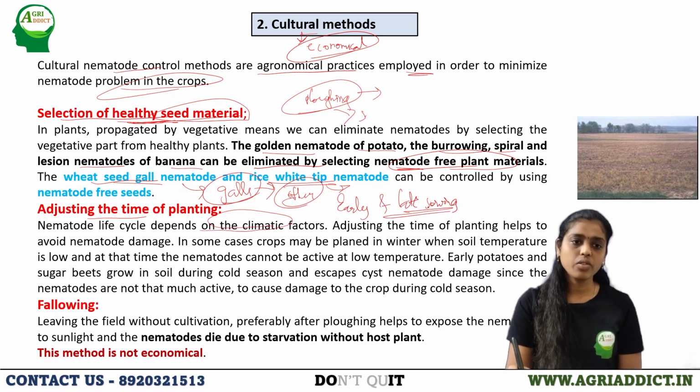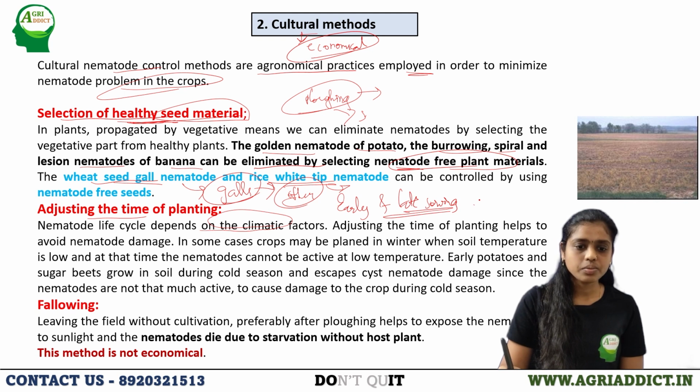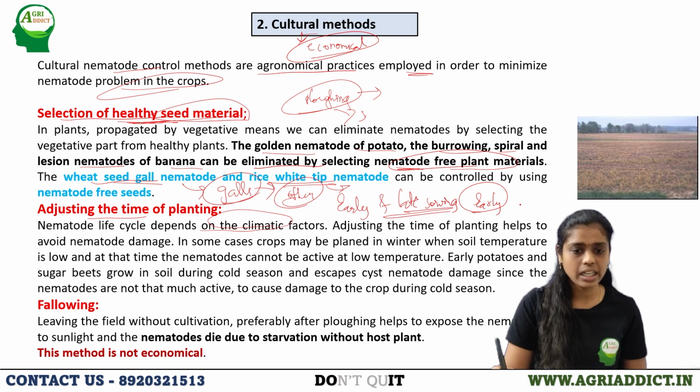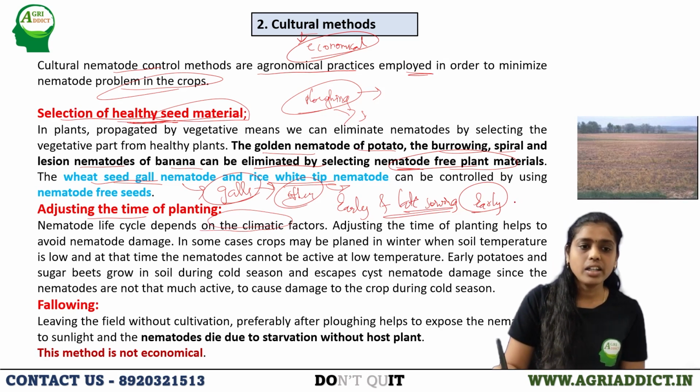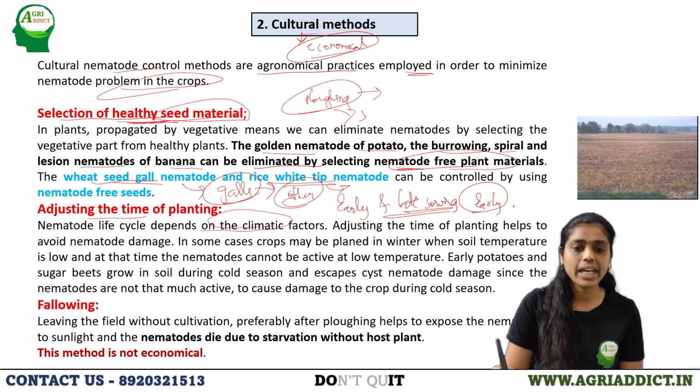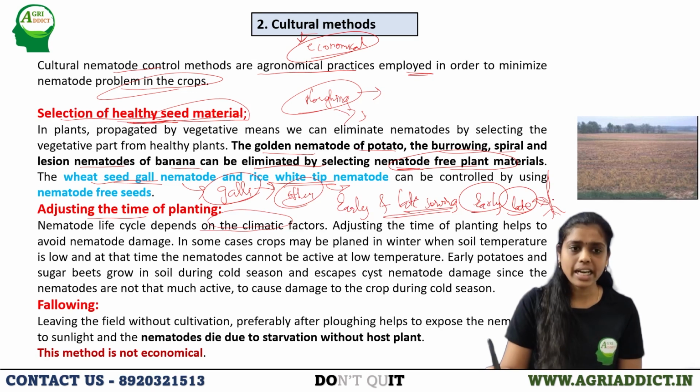For example, in case of Heterodera avenae, we can go for fortnight early sowing of wheat seeds, because whenever we go for early sowing, the cyst contains eggs inside the body, and hatching of the eggs will take place very late. So by the time the plant has emerged and is able to sufficiently tolerate the nematode population, it can easily escape from the nematode damage.